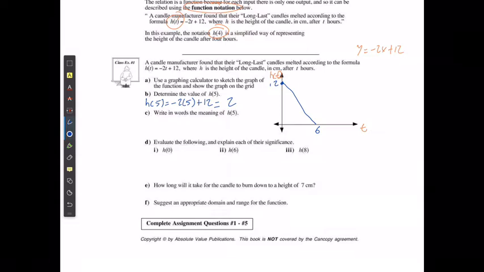If I'm writing in words what the meaning of h as a function of 5 is, it is the height of the candle after 5 hours is 2 centimeters.